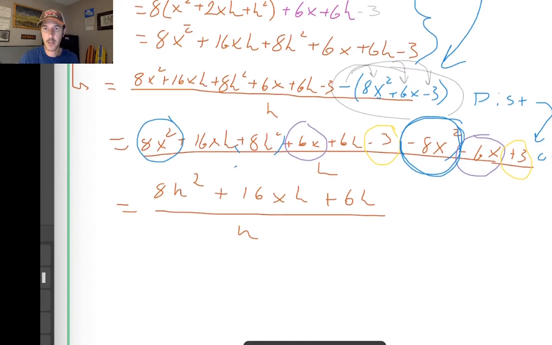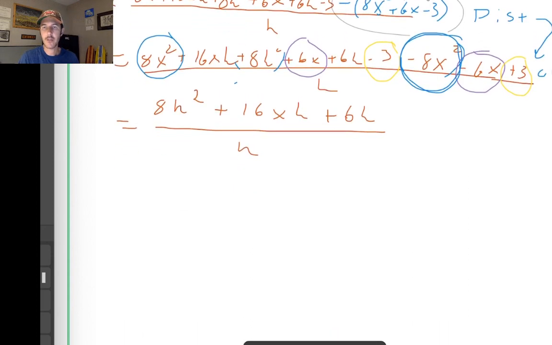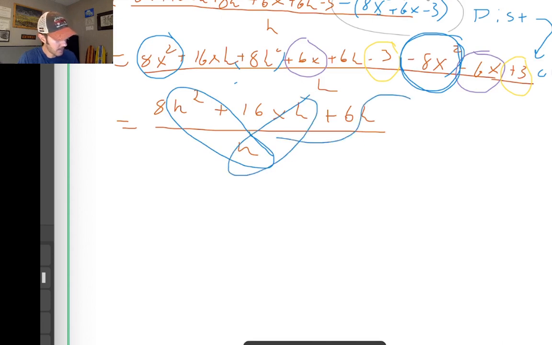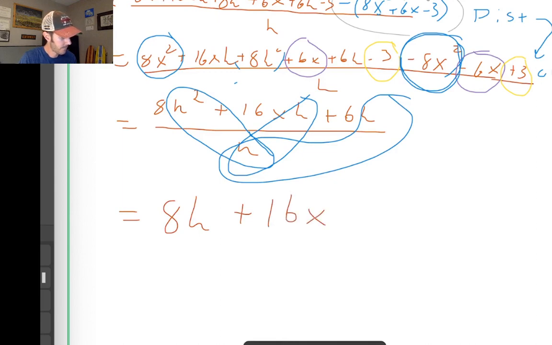At least I was right about something not being right. Okay, so the very last step of this process is to reduce or simplify. And when you have a fraction like this, you have to distribute your division the same way you would distribute multiplication. So I'm going to be reducing here, and here, and here, in order to write a final answer of 8h plus 16x plus 6.